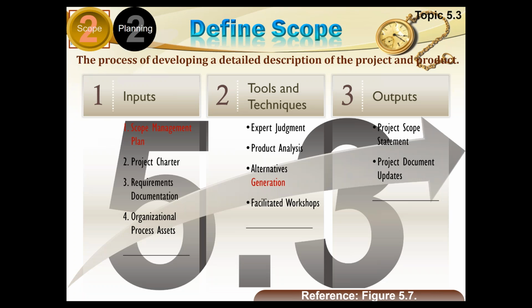So what all is included here? Scope management plan is required. Naturally, it is required. Project charter is required. Requirement documents are required, and organizational process assets are required. Tools and techniques which we use here are pretty much simple. We know what expert judgment is. The new thing is the product analysis.